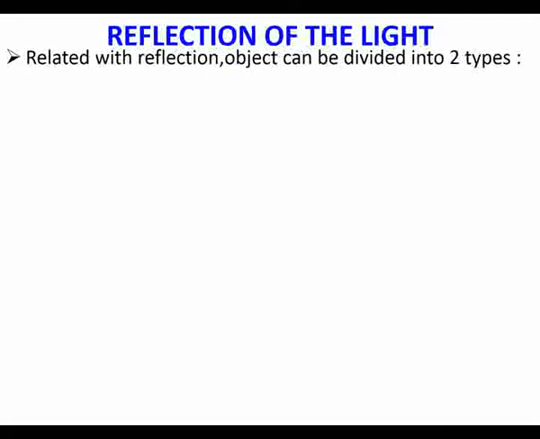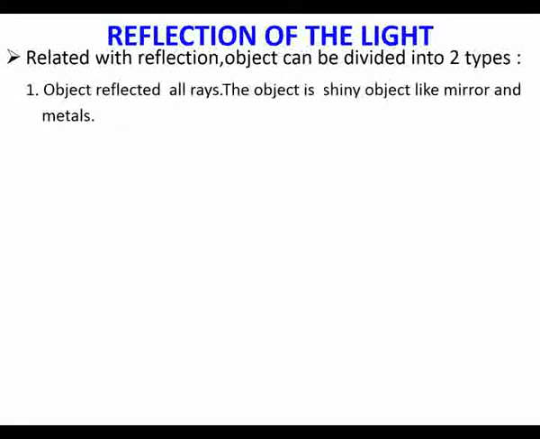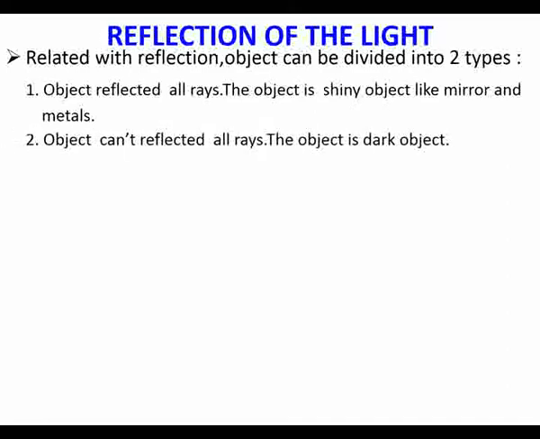Related to reflection, objects can be divided into two types. The first object is an object that can reflect light well. The object is a shiny object like a mirror and metals. The second object is an object that cannot reflect light well. The object is a dark object.